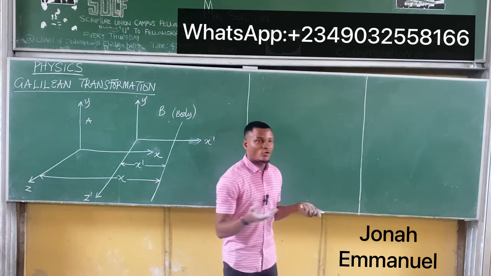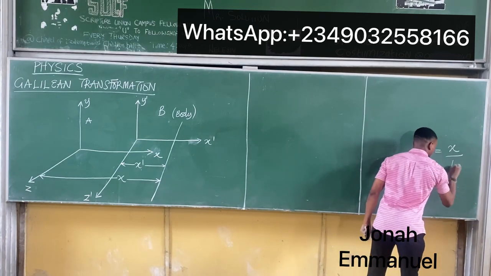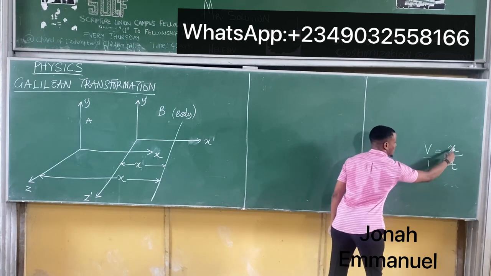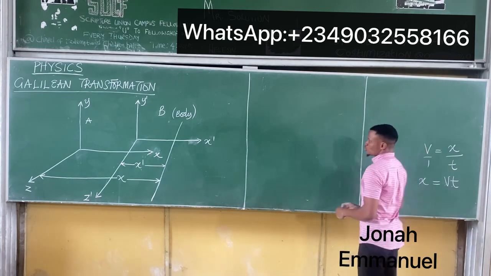Displacement. Because of what there? Velocity is equal to what there? Displacement over time. That's the idea. So if I cross multiply now, it becomes this times one, X is equal to what? This and this, VT. So it's saying this.